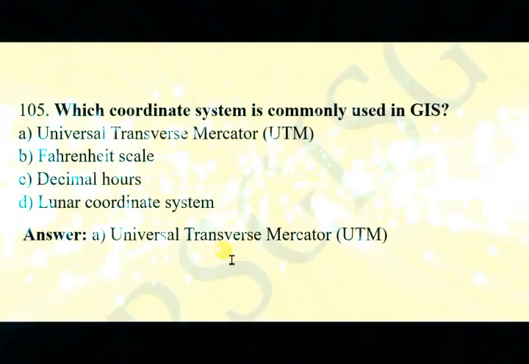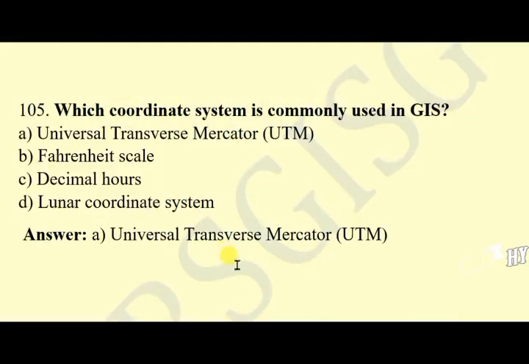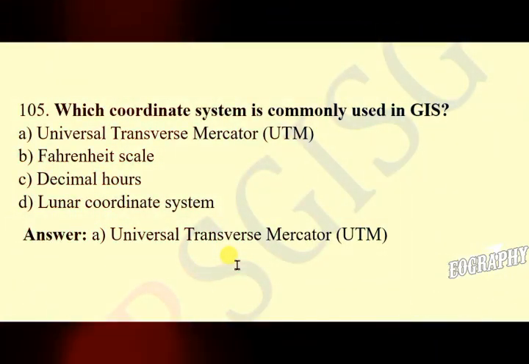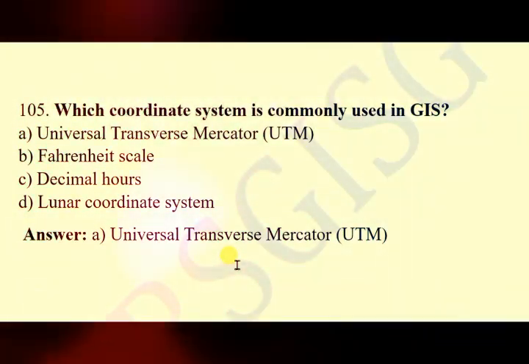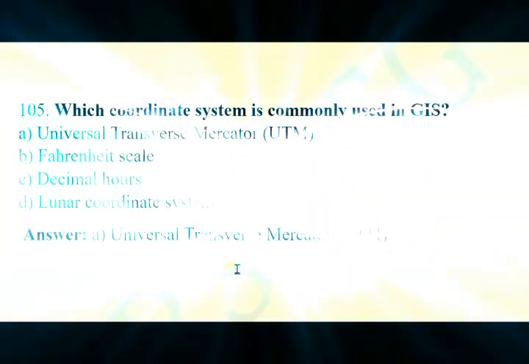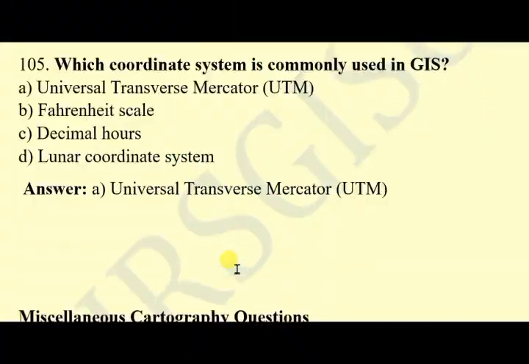105. Which coordinate system is commonly used in GIS? Universal Transverse Mercator or UTM, Fahrenheit scale, decimal hours, lunar coordinate system. Here the right answer will be Universal Transverse Mercator or UTM.